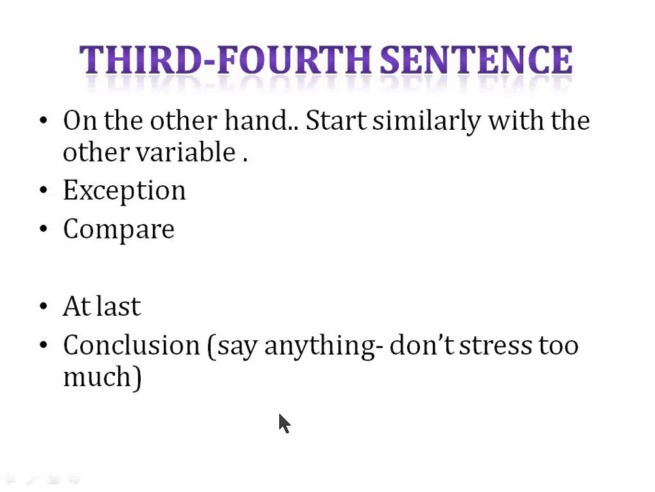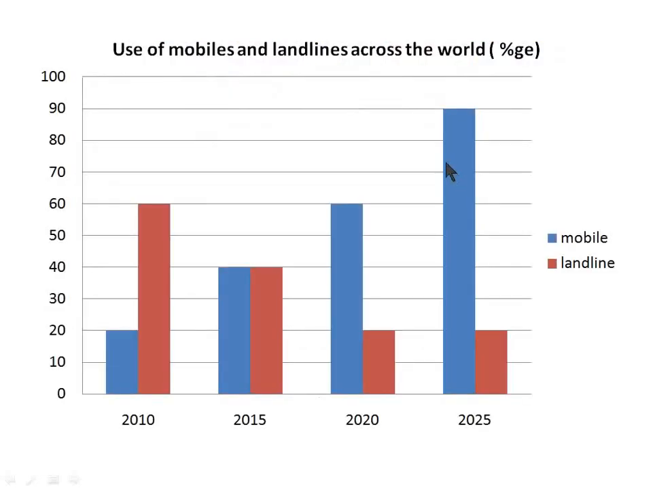So let's take this example. First, we have noticed in our preparation time heading, type, key, and x-axis and y-axis. So we'll say the bar diagram explains, the bar diagram illustrates use of mobiles and landlines across the world from 2010 to 2015 and a projected value for 2020 and 2025.